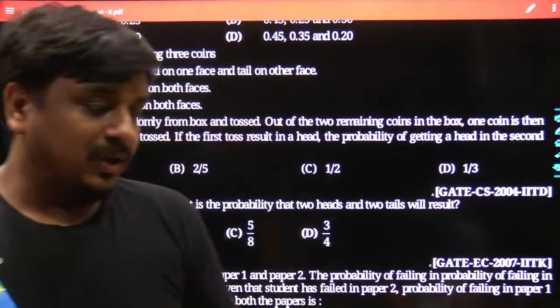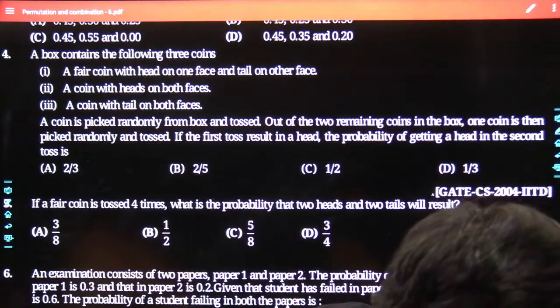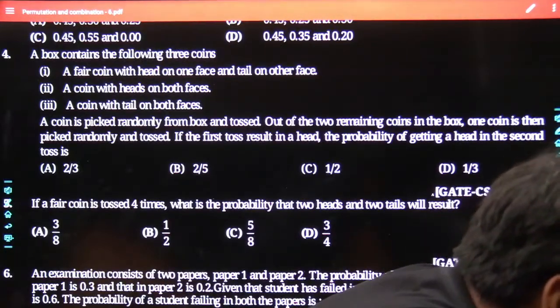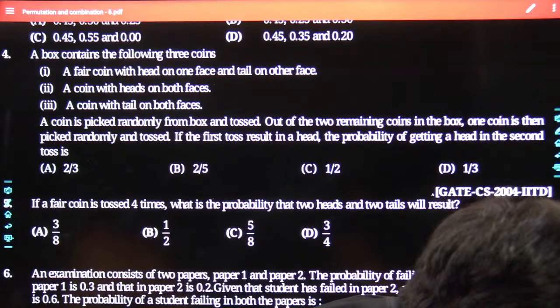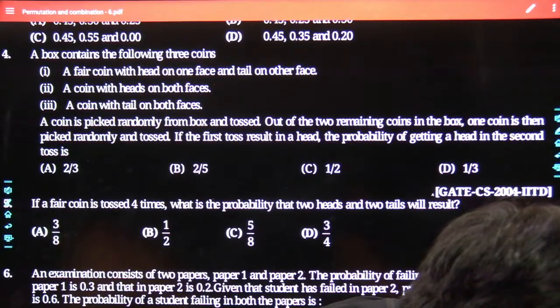Yes, sir, please clear my doubt on question number 3. Okay, let me see, Pooja, what you were saying. Pooja was saying the probability of public transport is 0.55. If I get the probability of bus 0.30, can I subtract the total public transport value?